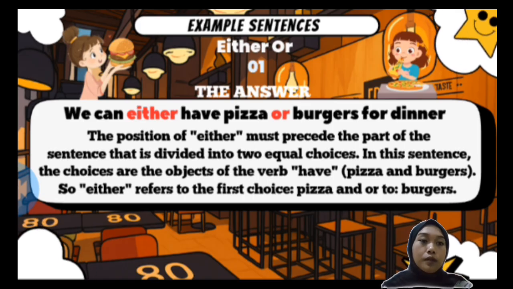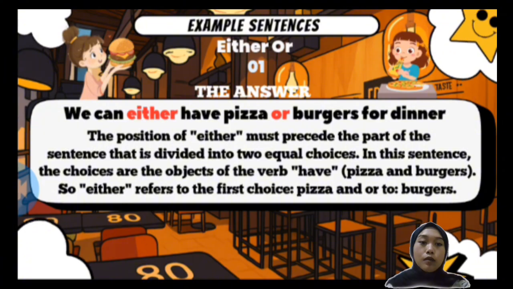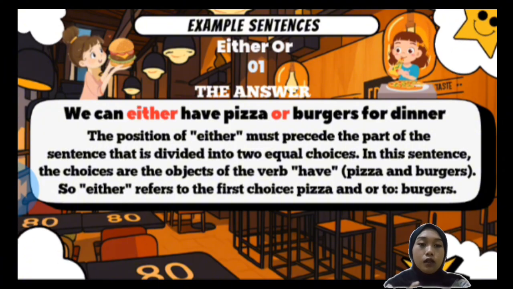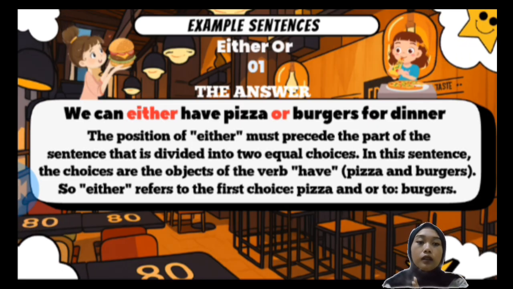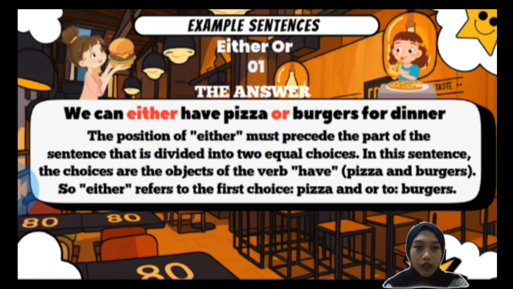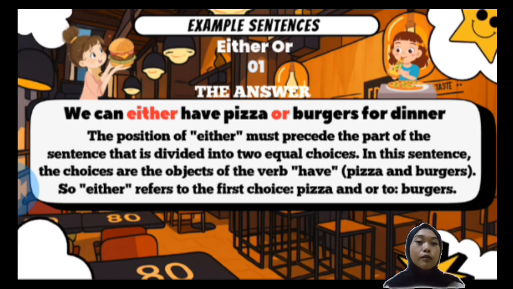Subject-verb agreement: the verb agrees with the subject closest to it. Placement of either: it should be placed before the part of the sentence containing the two options. Parallel structure: both parts being compared must follow the same structure.